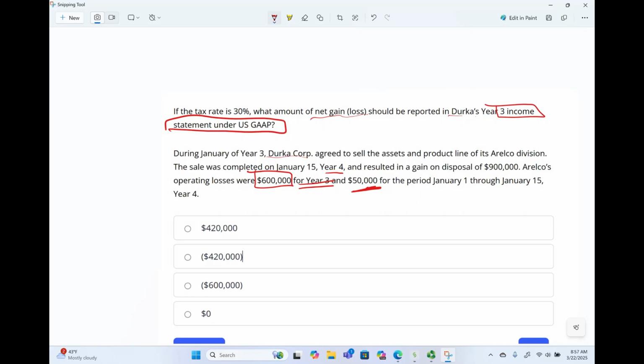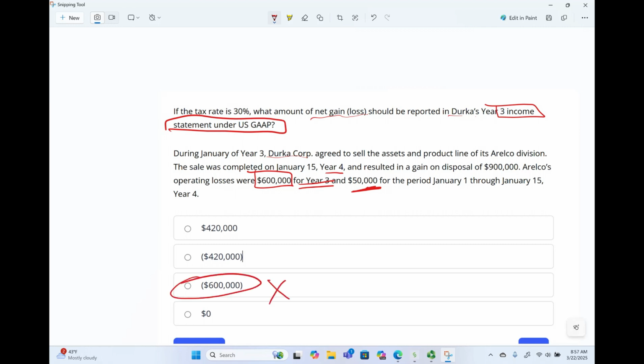And we were not told whether they sold it at a gain or a loss regardless. So what should be reported in year 3? What should be reported in year 3 is the loss, the operating loss for year 3. Well, you might say that's easy. That must be $600,000. And the answer is no, incorrect.